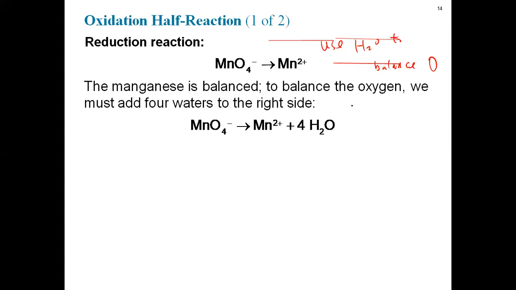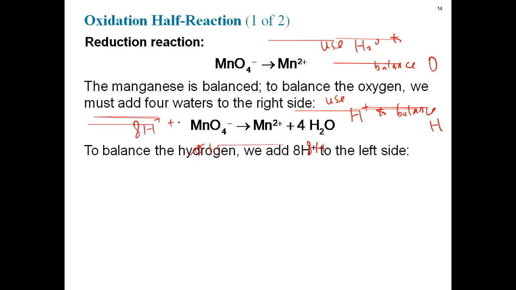So therefore you have to balance the H. You will use H+ to balance H. Okay, so we can see here we have 8 H on the right, and 0 H here on the left. What you do is just add 8 H+ on the left. All right, so now all the atoms are balanced.